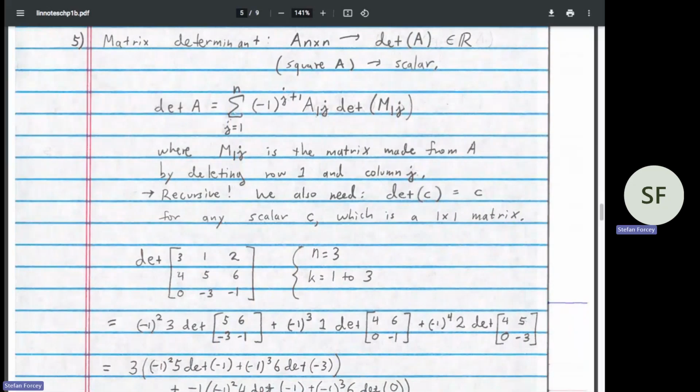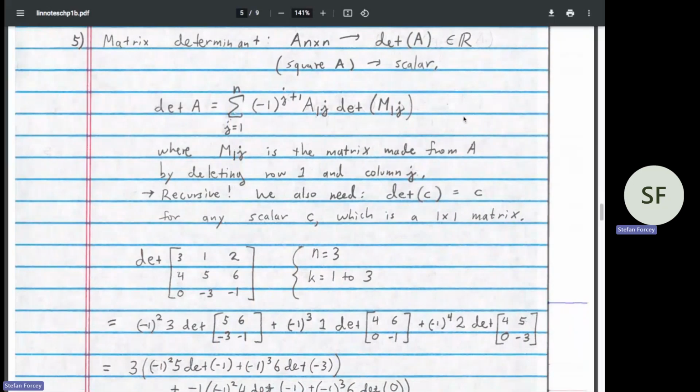What you do is you take the A_1j entry. That's the first row and the jth column, and j goes from 1 to n, so you're going along the first row, column by column. You multiply each entry by the determinant of M_1j. Now, M_1j is a matrix made from the original A by deleting the first row and the column j that you're in. It's recursive. In other words, you have to take the determinant now of a smaller matrix.